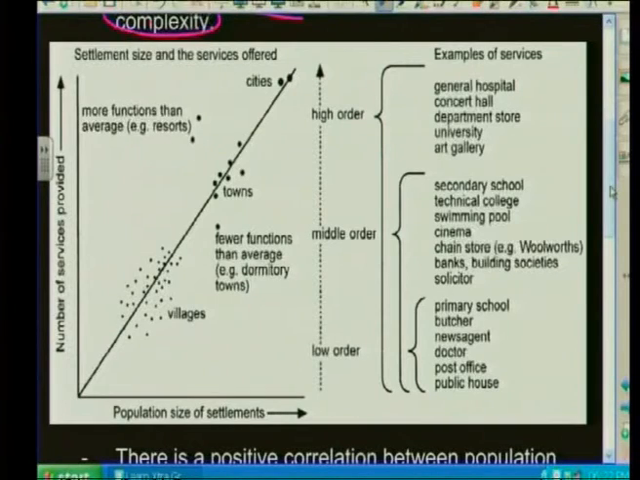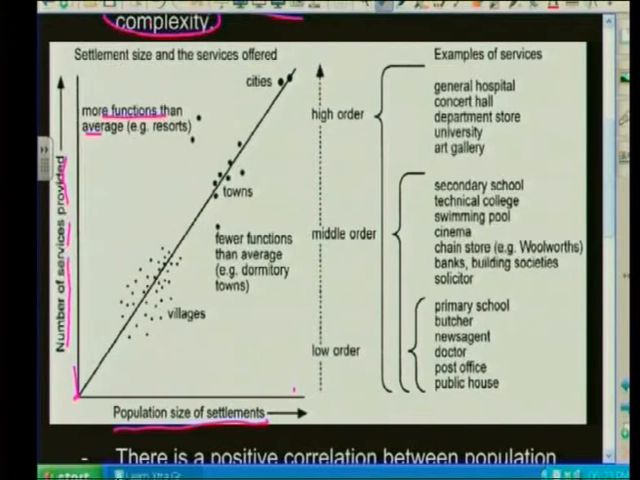The graph that we will look at today provides us with a better understanding. Note the following. On our y-axis, number of services provided. On our x-axis, population size of settlements. Always remember, as you move from the intersection point up the y-axis or across the x-axis, the numbers are increasing, specifically more functions than average, as well as population size.